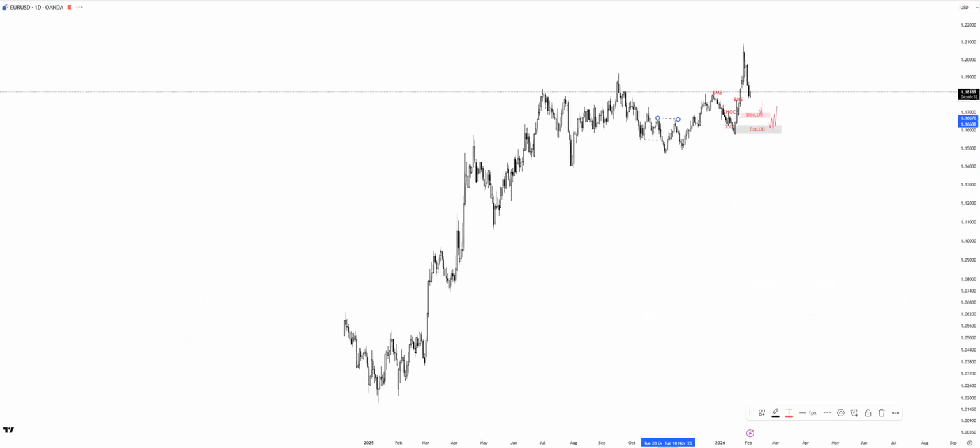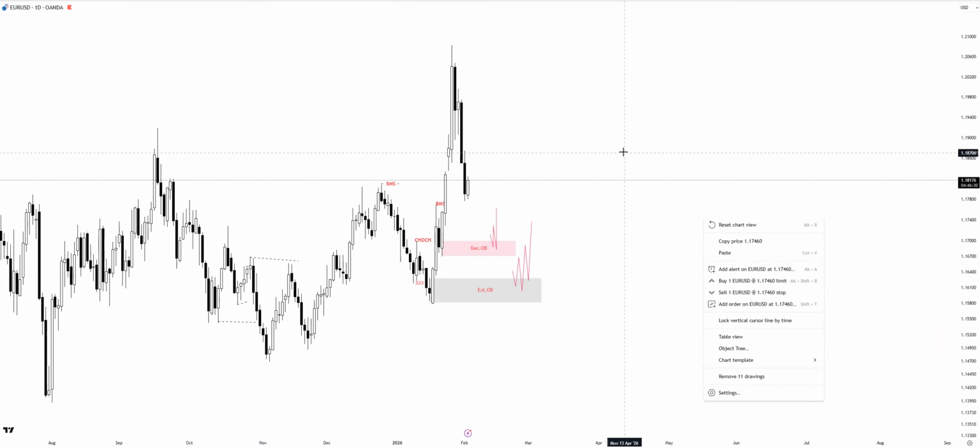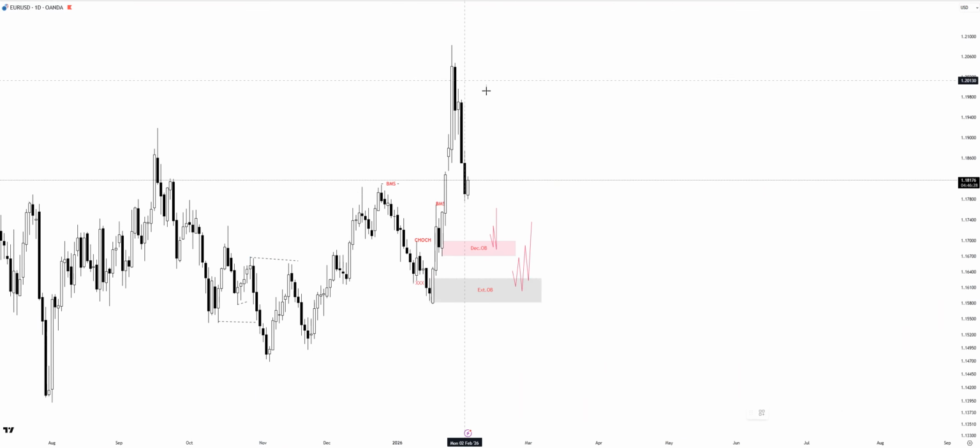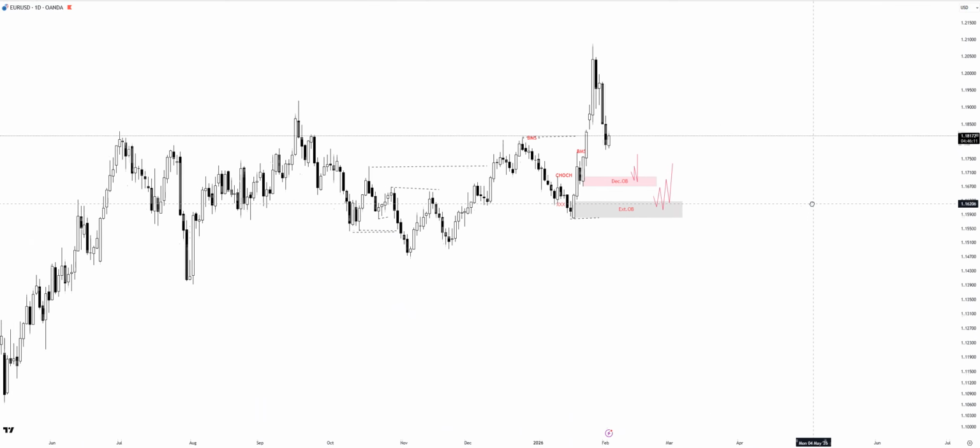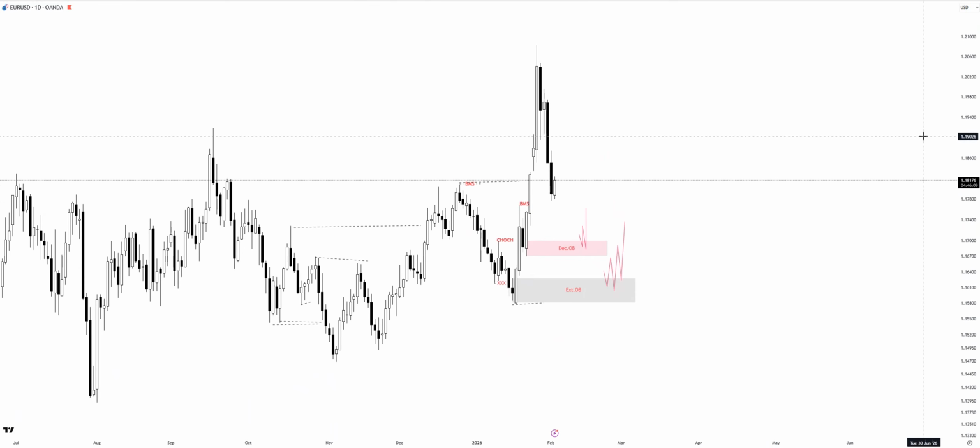We are going to the daily time frame and we will look only at highs and lows on the current position. That is very simple: this is your high, this is your low. Okay, this is your high, this is your high, and this is your low. That is very simple. No need to get confused by internal moves.